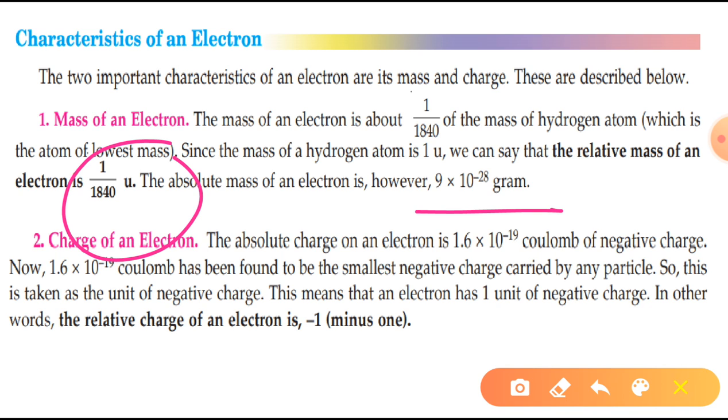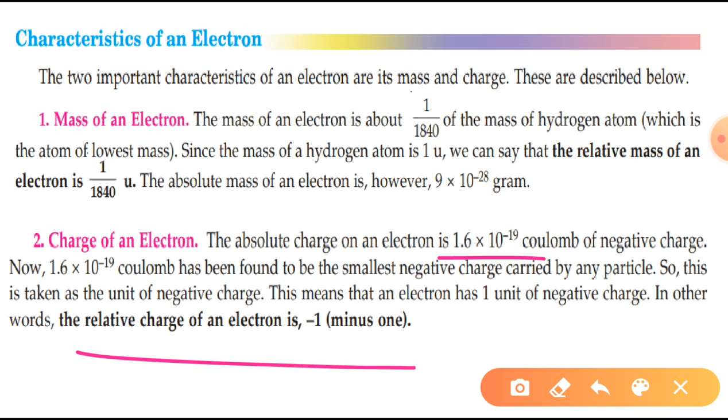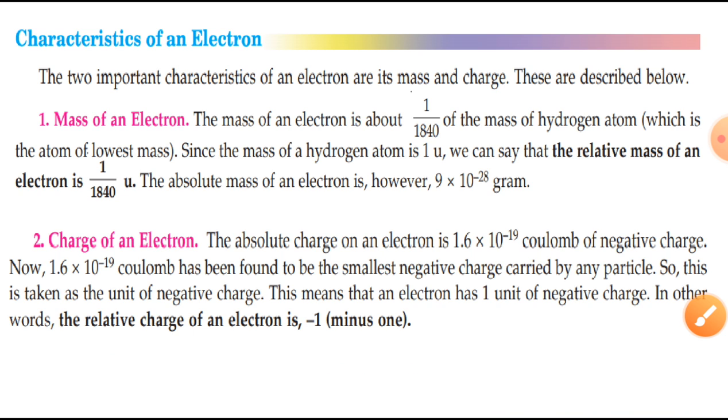Now let's talk about the charge of electron. Students, the charge of electron is negative and the value is minus 1.6 into 10 to the power minus 19 coulomb. Minus denotes the negativity, 1.6 into 10 to the power minus 19 is the value, and coulomb is the SI unit of charge. In terms of relativity, you can say the relative charge of electron is minus 1. Okay. Now this was the first subatomic particle which we have seen.